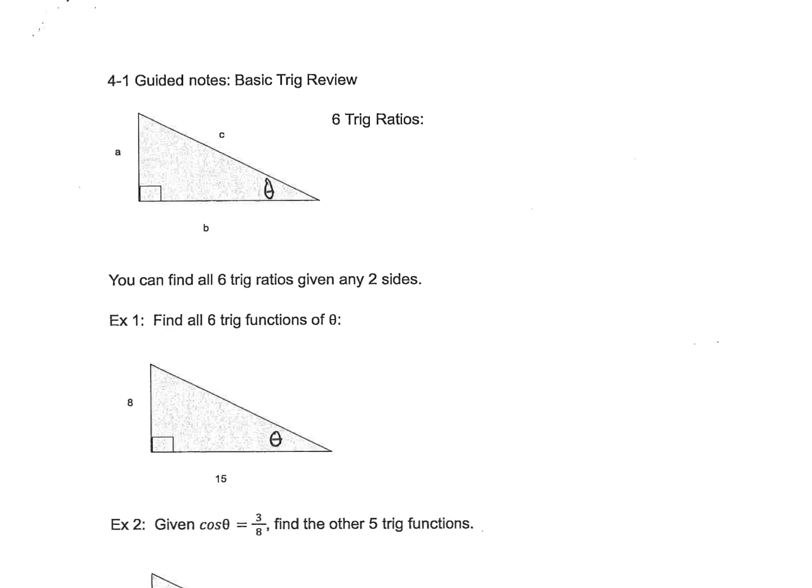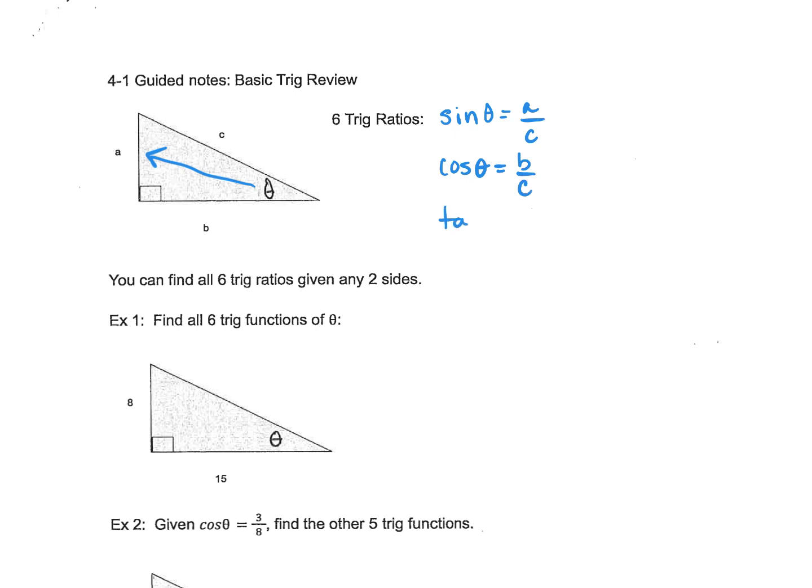Let's cover these six trig ratios. Sine of theta is equal to opposite over hypotenuse, right? So the opposite of the angle is going to be what? A. And what is the hypotenuse here? C. So sine is A over C. Cosine of the angle is adjacent over hypotenuse. So what is that ratio going to be here? B over C.